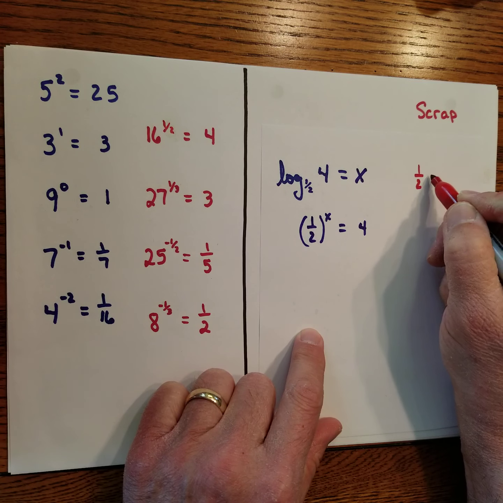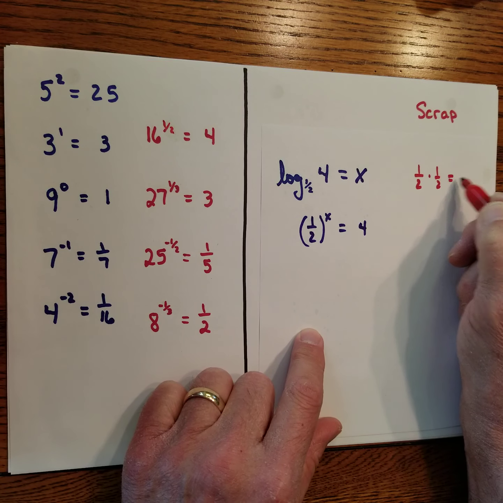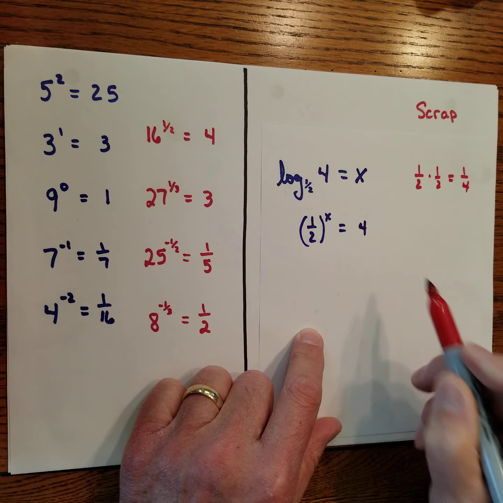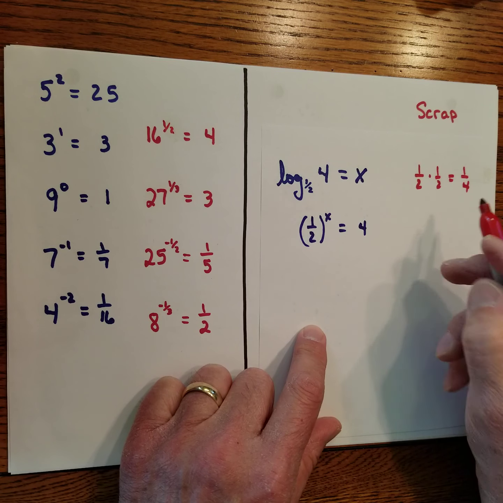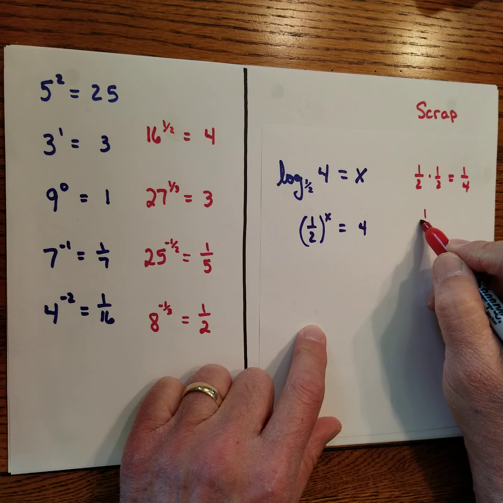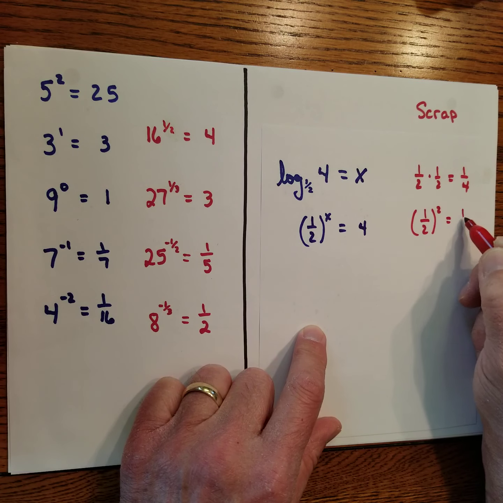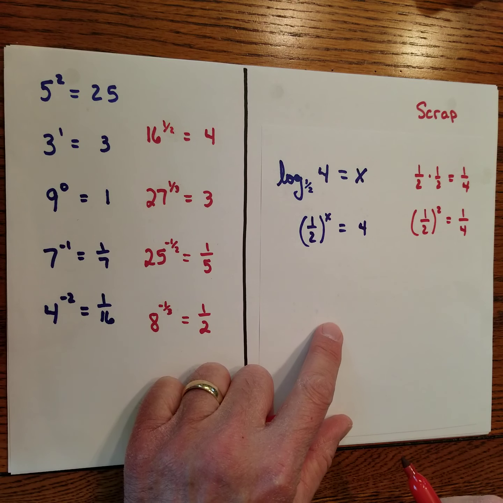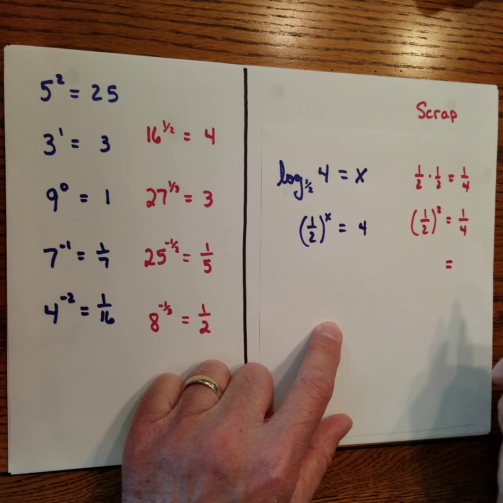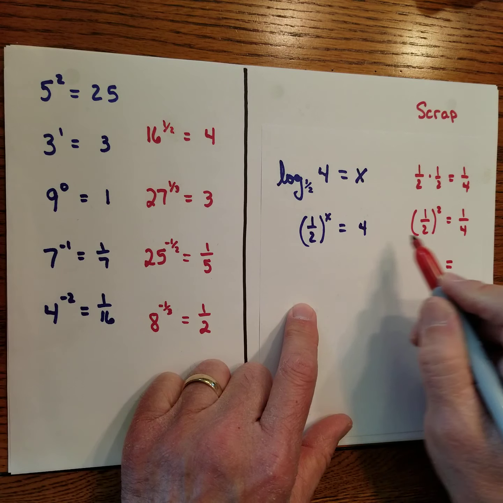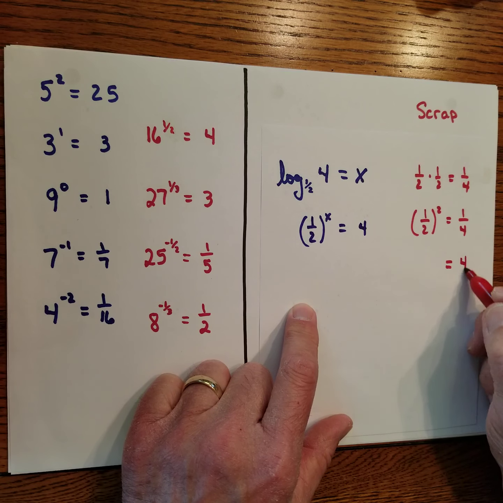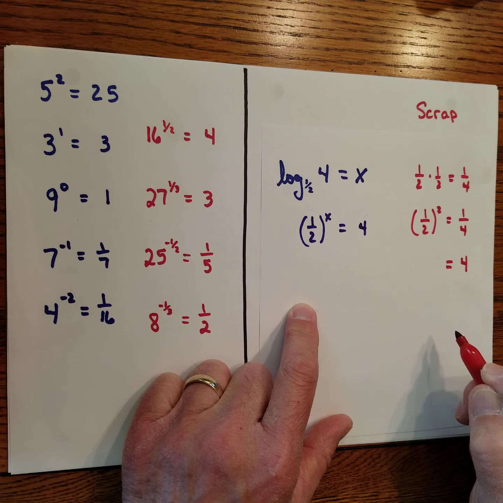I know that 1/2 times 1/2 is 1/4. Look, I got my 4. 1/2 times 1/2 is the same as 1/2 squared equals 1/4. But I don't want 1/4. I want 4. Now 4 is the reciprocal of 1/4.